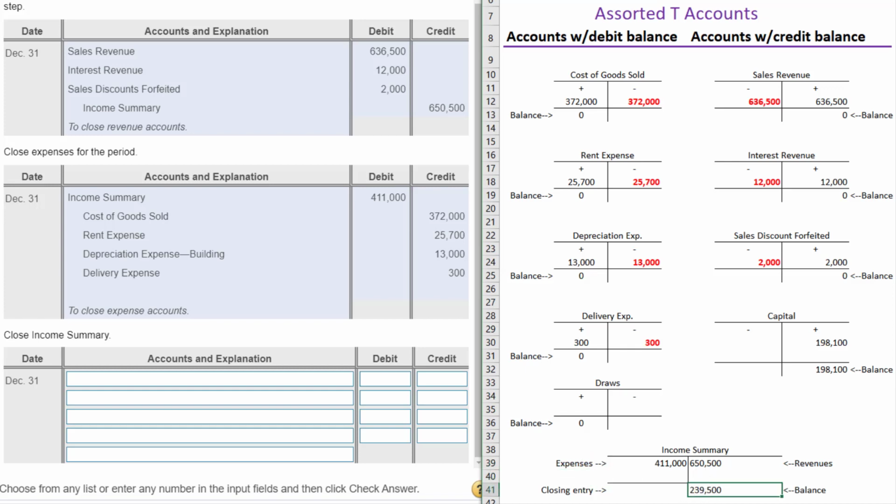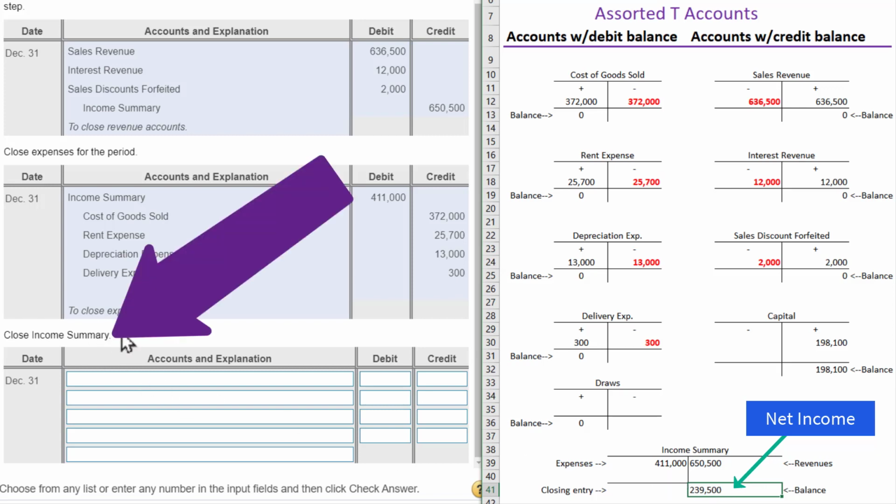So what does this $239,500 represent? Well, it represents revenues minus expenses. So this is net income. The balance is actually net income. So that's handy to know.